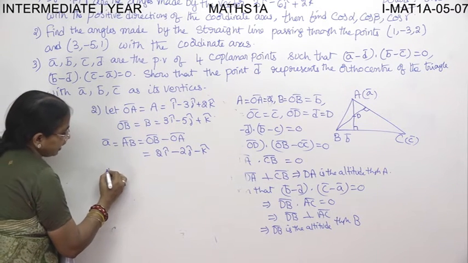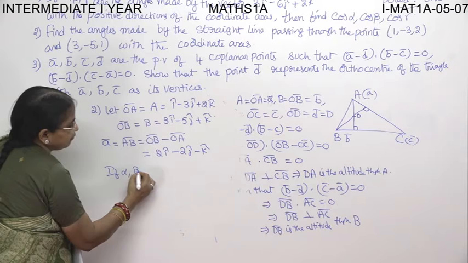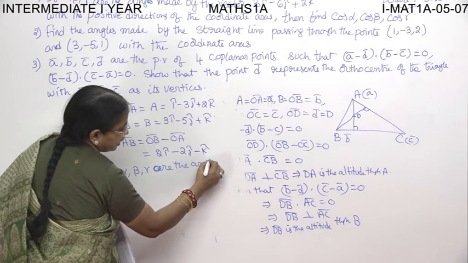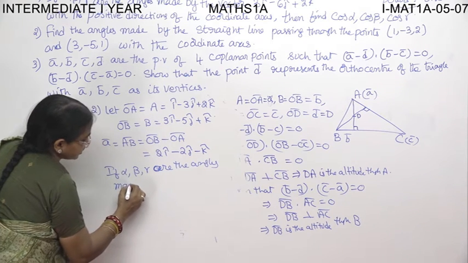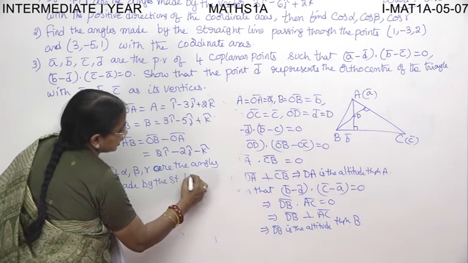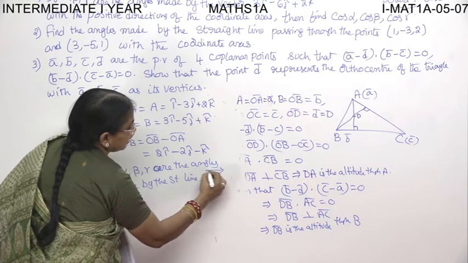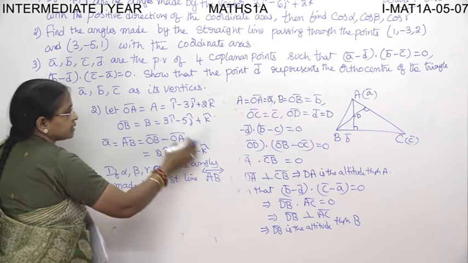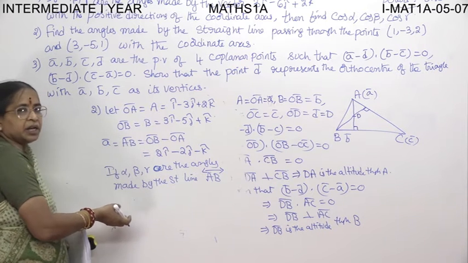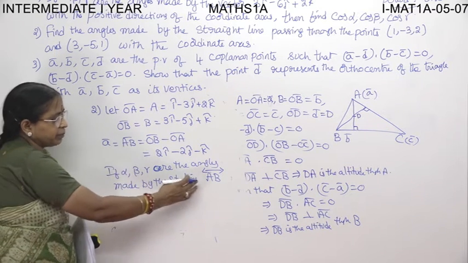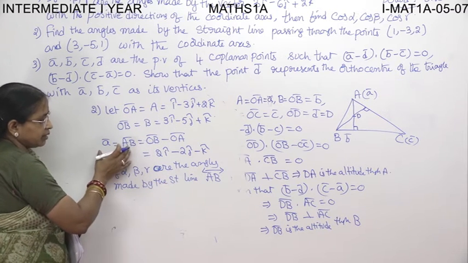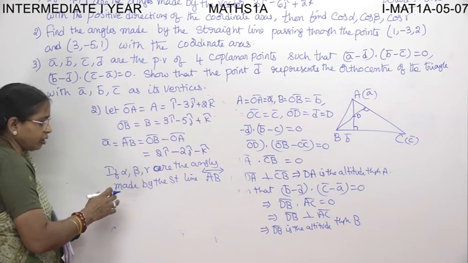Now if alpha, beta, gamma are the angles made by the straight line AB, we'll draw a double arrow like this. So the straight line AB has these 2 points. The angle made by this vector with the coordinate axes will be the same as the angle made by the line with the coordinate axes. So the angle made by the line is the same as the angle made by the vector with the coordinate axes.